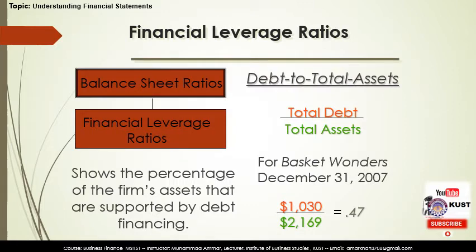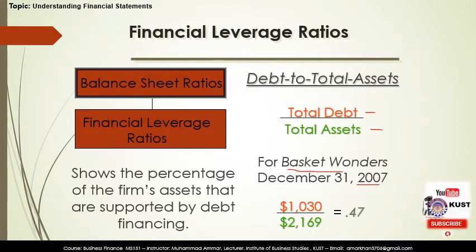Now we talk about debt to total assets. In the previous slide we discussed debt to shareholders' equity. Now we are talking about the debt to total asset ratio, also known as a balance sheet ratio. For the debt to total asset ratio, we see total debt divided by total assets. This total debt is from the Basket Wonder example, for the year 2007.